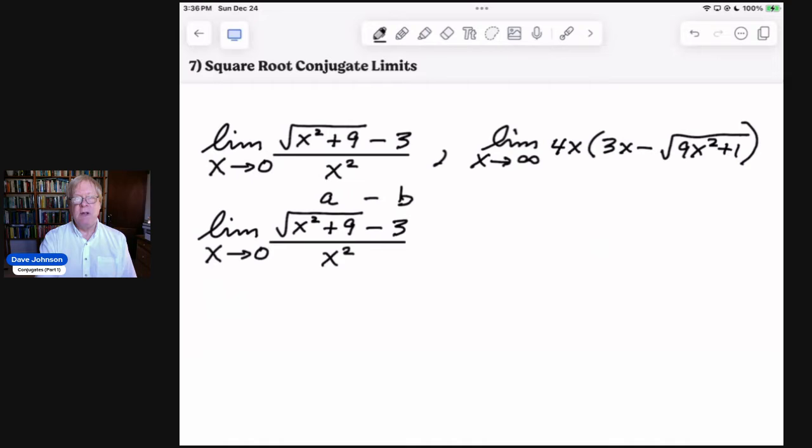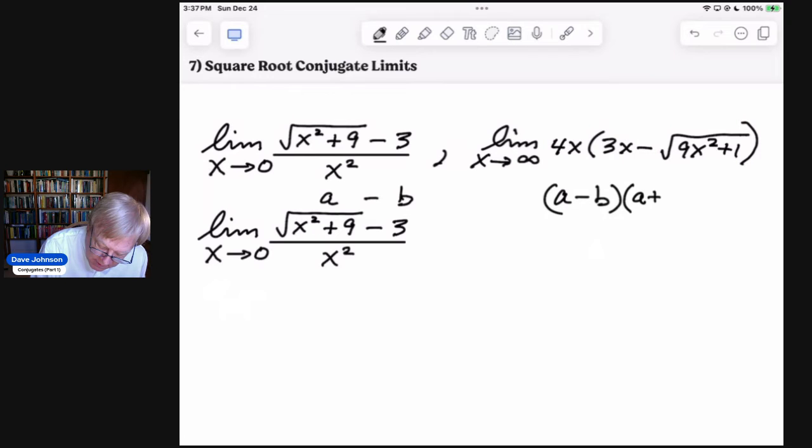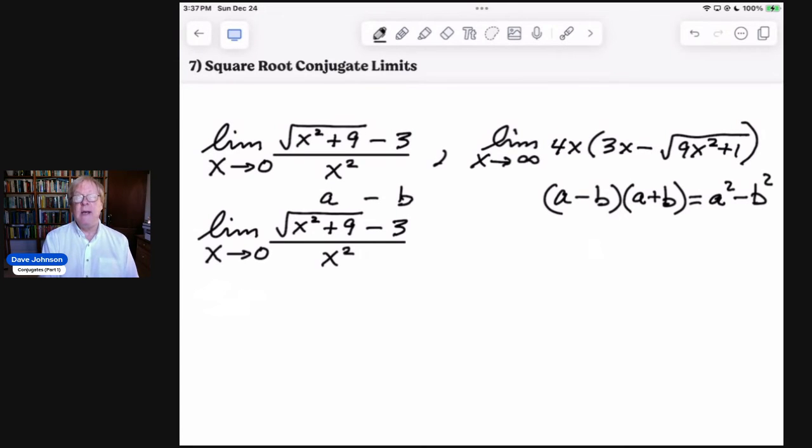What is the idea of the conjugate? Well, if we multiply it by a plus b, then we'll end up with a squared minus b squared, right? So a minus b times a plus b is equal to a squared minus b squared. And the whole idea behind squaring the a and squaring the b, if you square the a, you get rid of the radical. And that's exactly what you want to do.